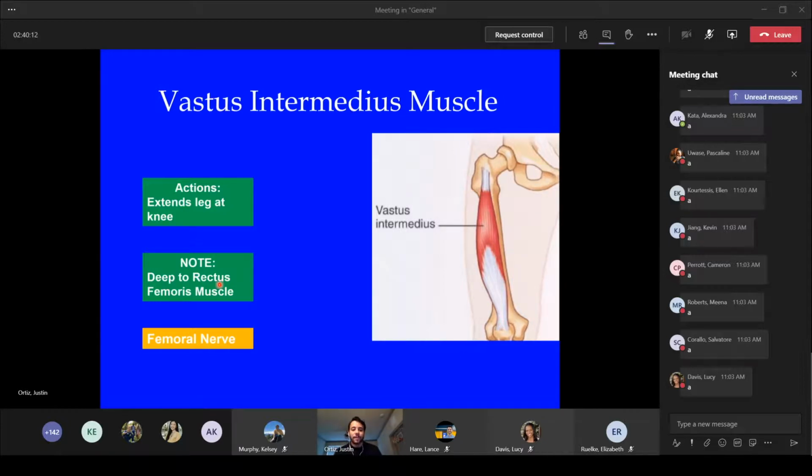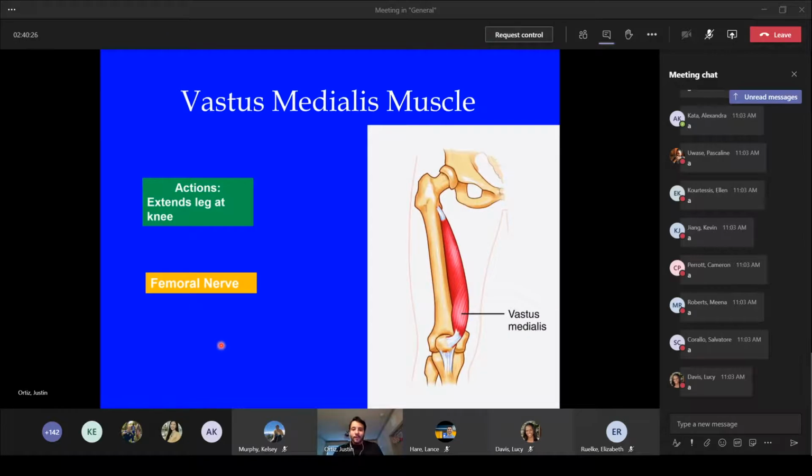And then note, it's going to be deep to the rectus femoris muscle. Again, if you remove the rectus femoris, you should be able to see the vastus intermedius. And then you have femoral nerve, which is going to be obviously supplying all the quadriceps. But I put it on all the slides just to remind you. And then vastus medialis, it's going to be on the medial side, right? It's going to be over here, attaching more so to like the lesser trochanter, but it does not go all the way to the hip, and it's going to attach to the common tendon of the tibial tuberosity. So it's only going to extend the leg at the knee, right? And it's going to be femoral nerve, which is why I put all these images in here.